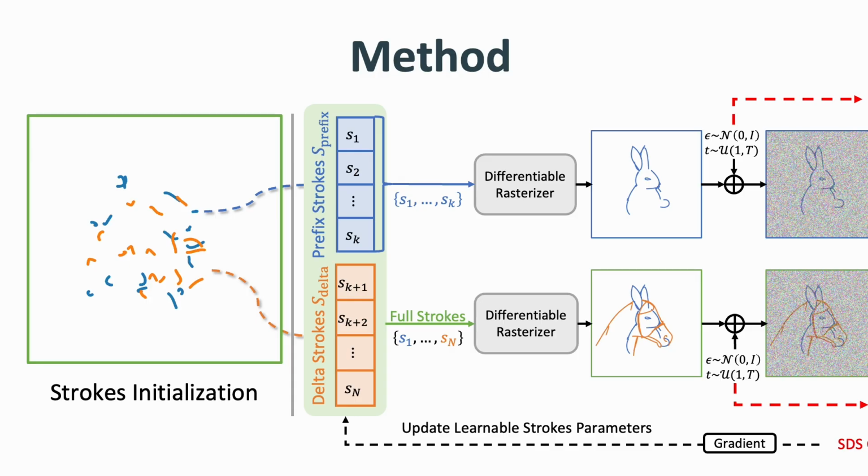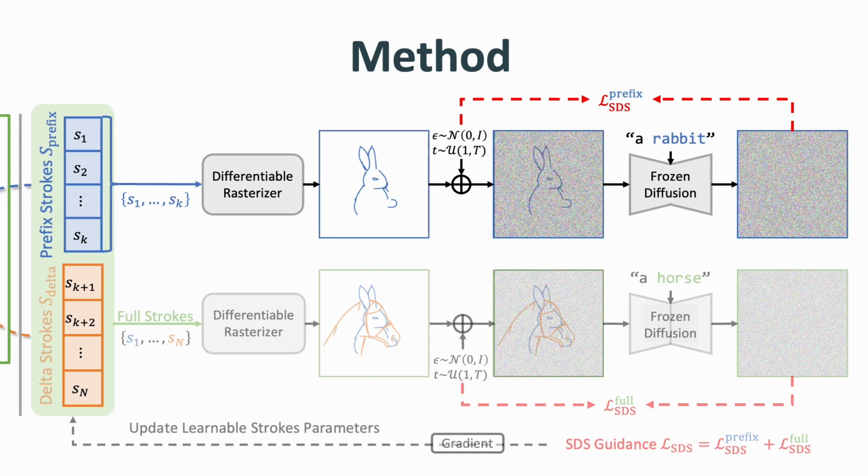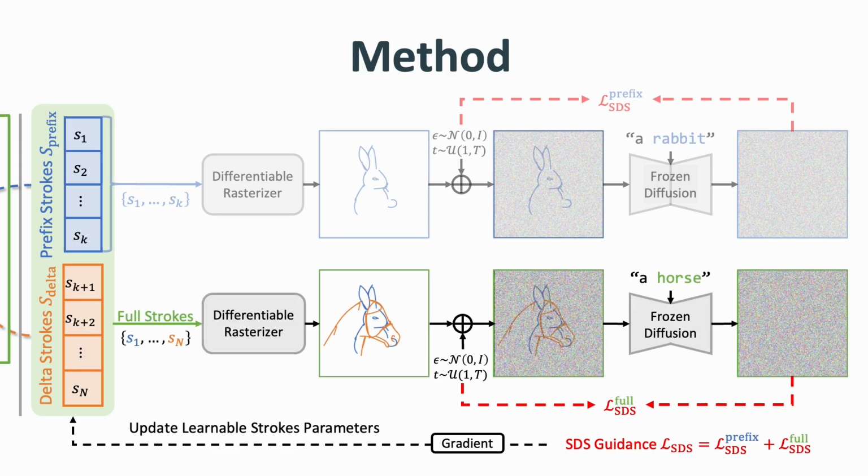And the way we make that happen is with something called score distillation sampling. We optimize both stages at the same time. From the top branch, we take just the prefix strokes, render them out and run them through a frozen diffusion model with the prompt a rabbit, and we get our prefix SDS loss. For the bottom branch, we do almost the same thing, but this time we render all the strokes together and run them with the prompt a horse, and that's our full SDS loss. So our total SDS loss is simply the sum of the two, the prefix and the full.